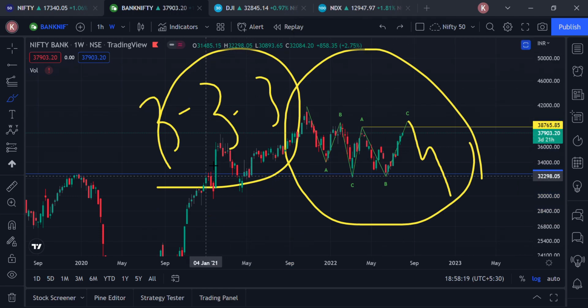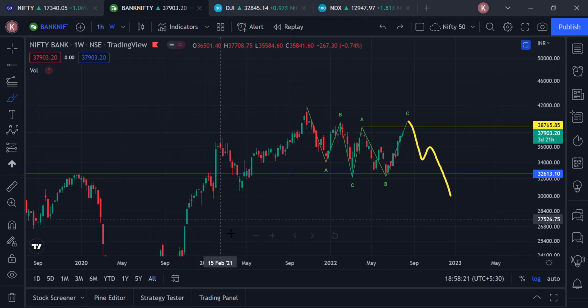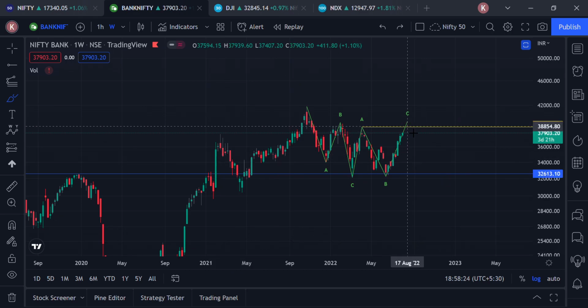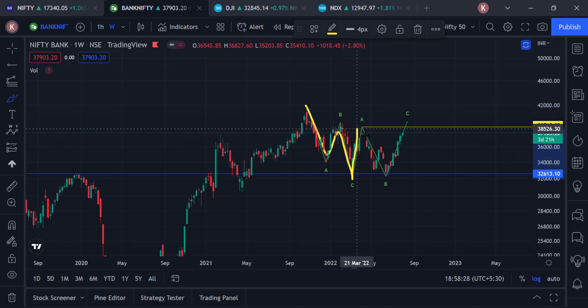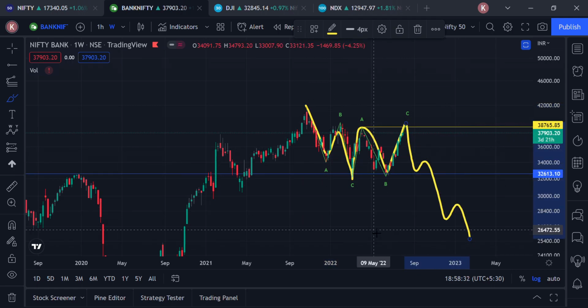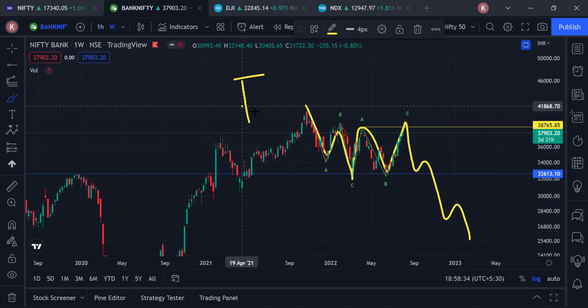In case of five waves which we discussed, that could be a flat correction. So this could be A, B, C. This is three, this is three, and it can fall in five waves like this. So that will be a flat correction.